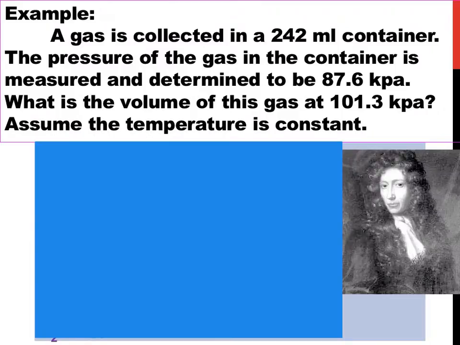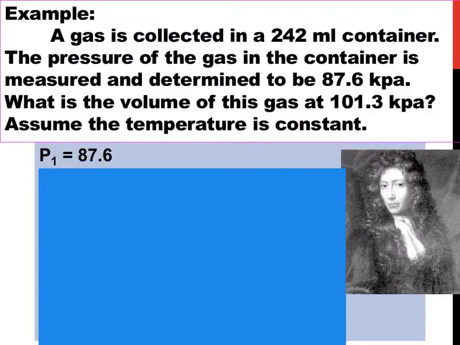A gas is collected in a 242 milliliter container. The pressure of the gas in the container is measured and determined to be 87.6 kPa. What is the volume of this gas at 101.3 kPa? Assume the temperature is constant. So a big part of these problems is going to be reading and annotating the problems. In order to really understand the problem, you have to pick it apart and write out the variables and the numbers that are given.